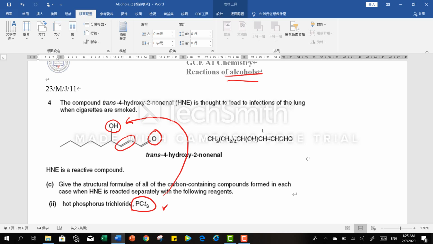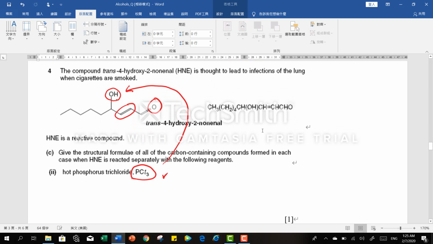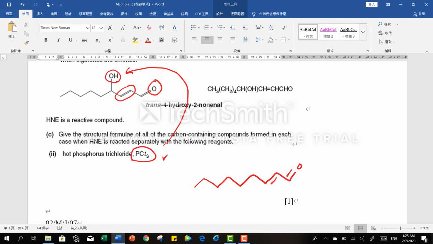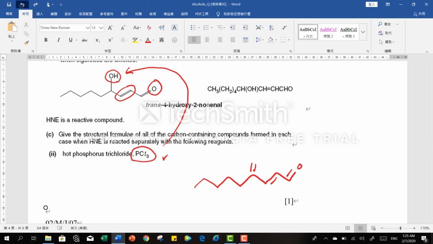This is actually this topic, right? So the OH will become Cl. So you just copy the whole thing and copy the main part, and here the OH becomes Cl. That is the answer. Okay, you just change this OH into Cl.